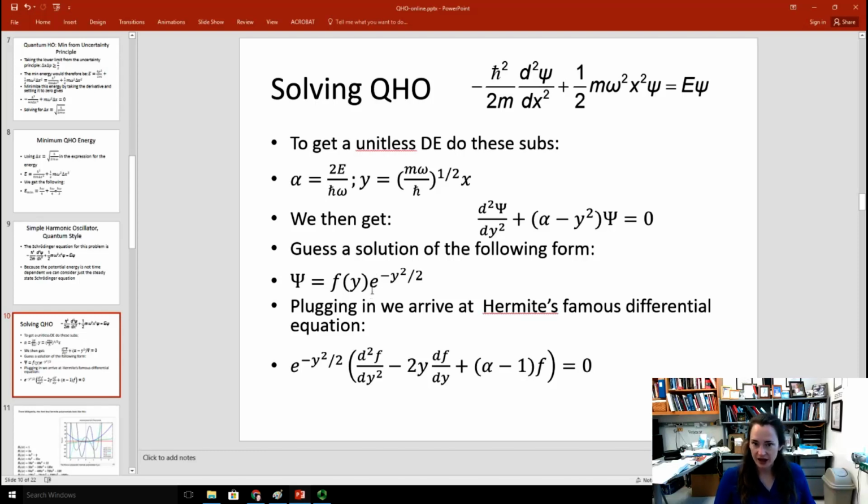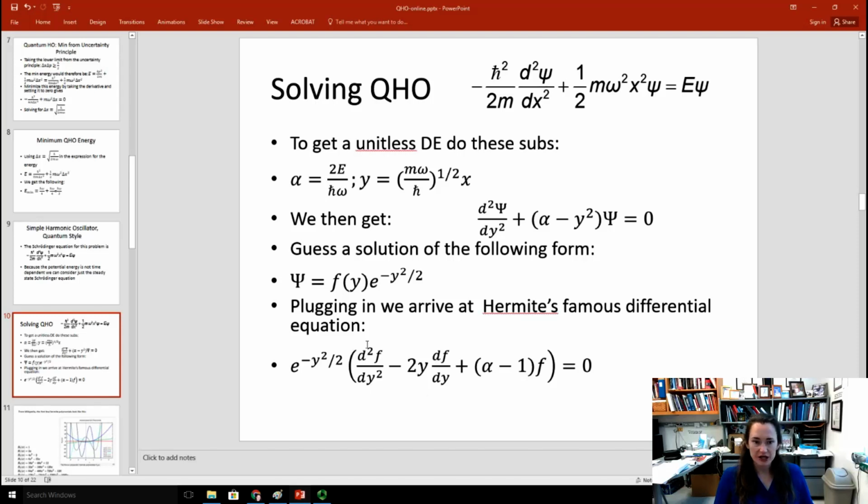Now, if you take that and you plug that guess into this differential equation here, what you'll end up with is this function down here. You can either take my word for it or you can do the math, okay? So you're going to end up with e to the minus y squared over 2 times the second order derivative of f minus 2y times the first order derivative of f plus alpha minus 1 times f, and that's equal to 0. Now I go through this in class, by the way, okay? So if you miss class, you can get the notes from somebody else.